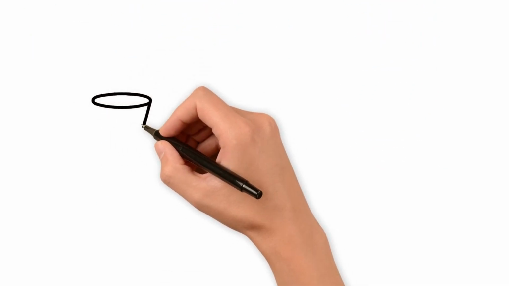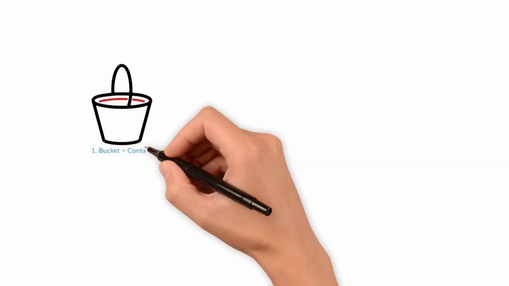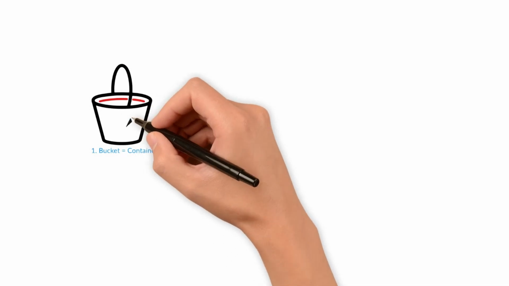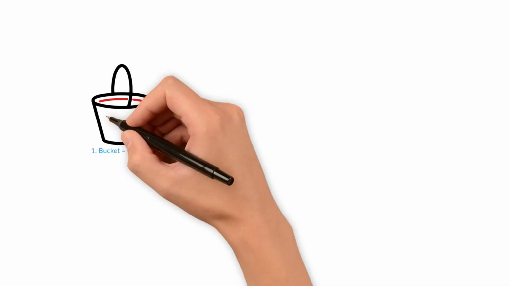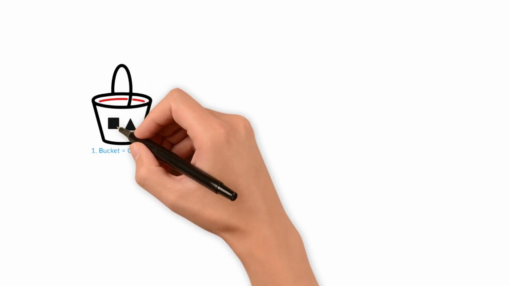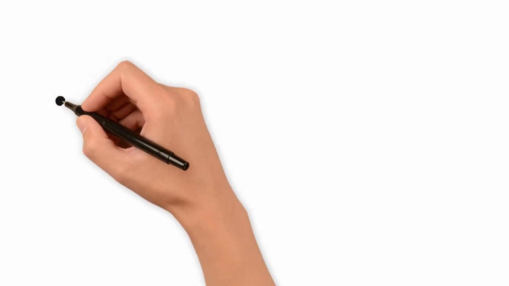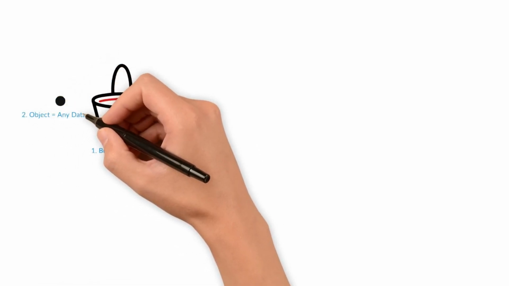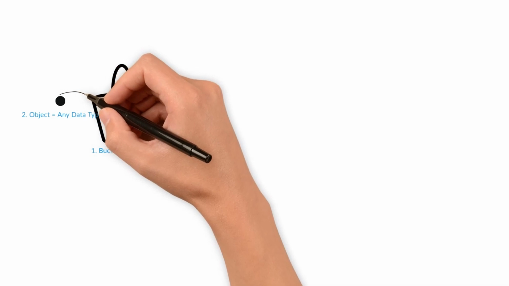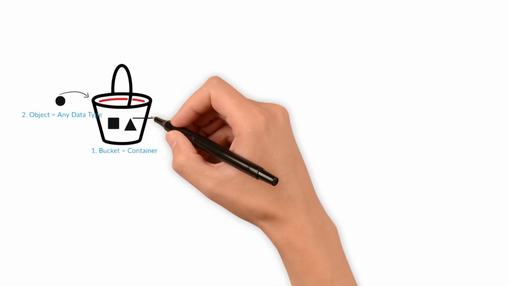Let's review some of its features. When you start using S3, you start off with creating a bucket. A bucket is a storage container that you add objects into. An object is any type of data. Once you have your bucket and objects, the next step is to organize the data.